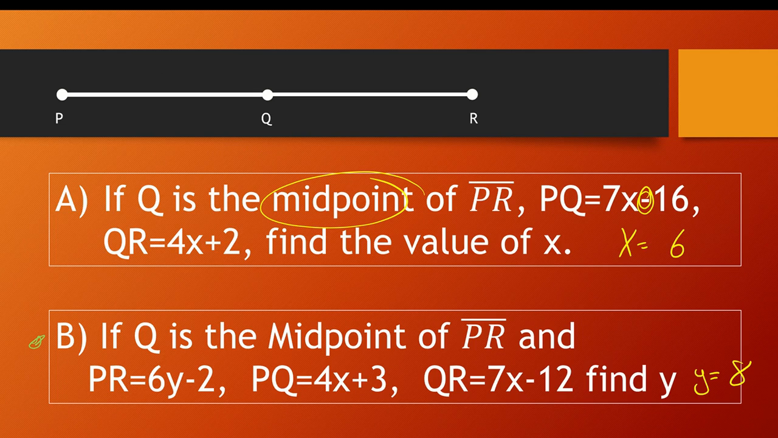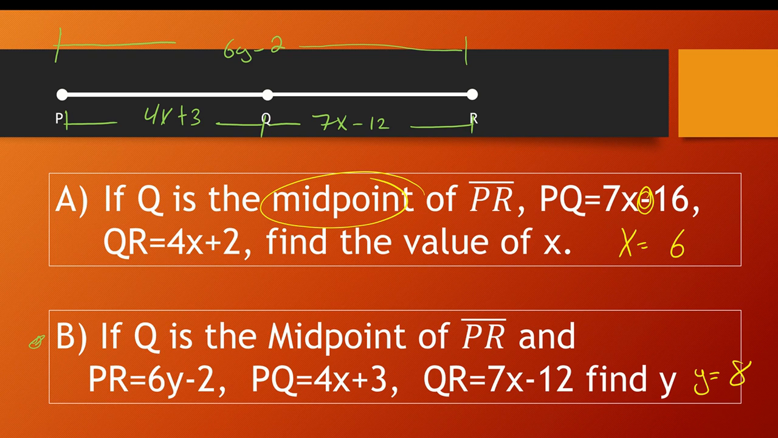Okay, so it says Q is a midpoint of PR. So PR is 6y minus 2. That is the entire thing, right? And then it says PQ is 4x plus 3. And it says QR is 7x minus 12.